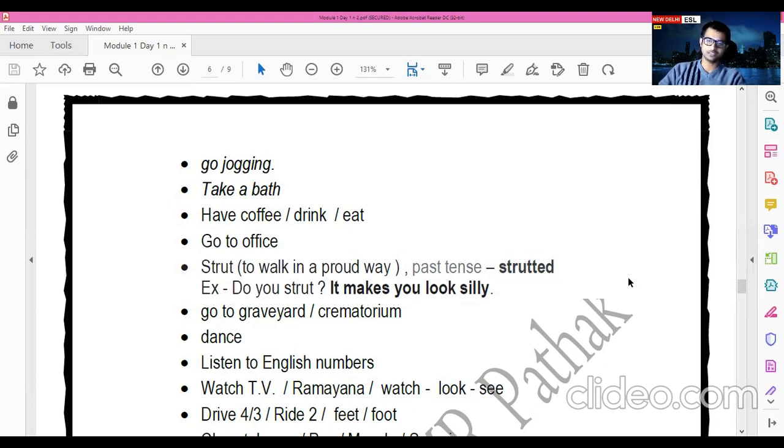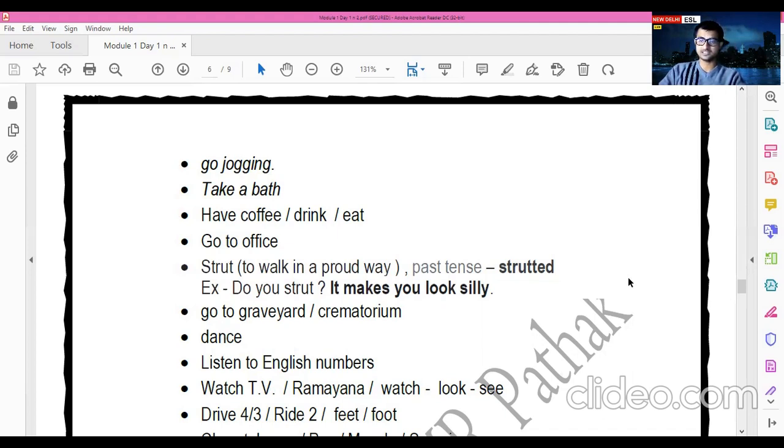Do you go to the graveyard? Graveyard is generally for Muslims, Islamic people, and Christians. What they do is take the dead body to the graveyard. And what about Hindus and other religions? They actually burn it, so they take it to the crematorium. That's the difference between graveyard and crematorium. Now come to the next one.